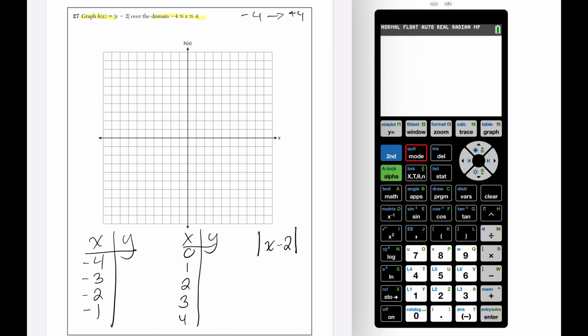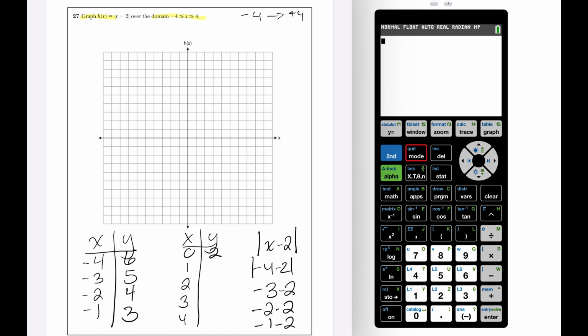So the absolute value. If I, for example, did -4 minus 2, I would get -6. The absolute value of this would just be 6. And then the same thing, I'll keep going. -3 minus 2 would be -5. The absolute value would be 5. And I'll keep going. So I know the absolute value is going to be 4. If it was -1, the absolute value would be 3. And if it was 0, 0 minus 2 would be -2. The absolute value would be 2.